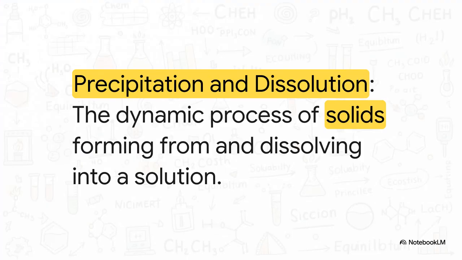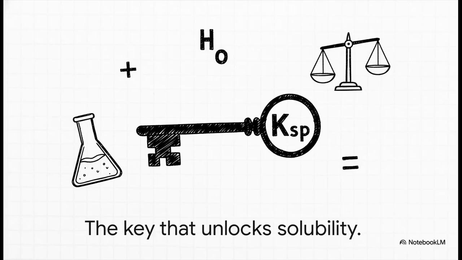First up is section 15.1. This is all about that push and pull. Solids forming out of a solution, which is precipitation, and then dissolving right back into it. And big surprise, the star of this section is our old friend, the KSP expression. This little constant is the key to unlocking basically everything you need to know about solubility.